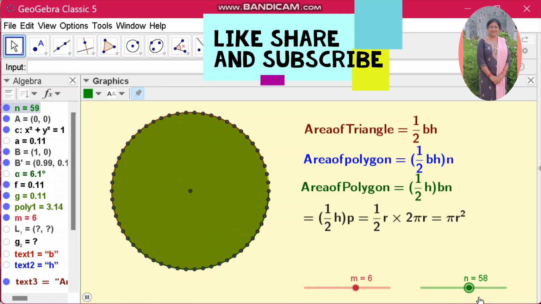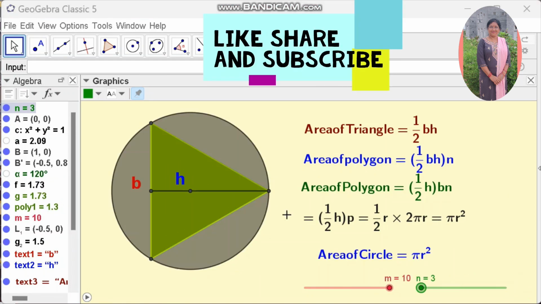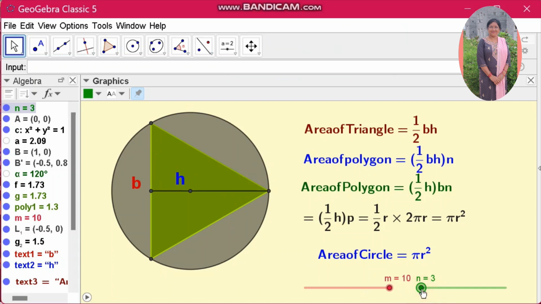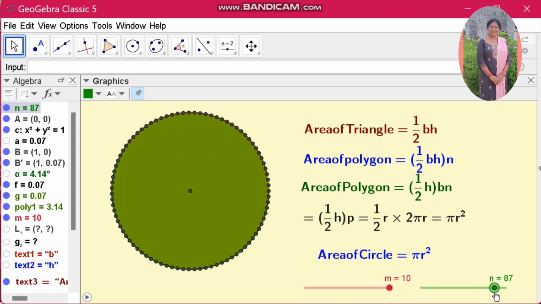In this video, we find the area of a circle by using the limit concept. Let us first make a triangle inside the circle, and if we increase the number of sides of the polygon, then the area of the polygon tends to the area of the circle. If the number of sides of the polygon tends to infinity, in this condition, the area of the polygon is equal to the area of the circle.